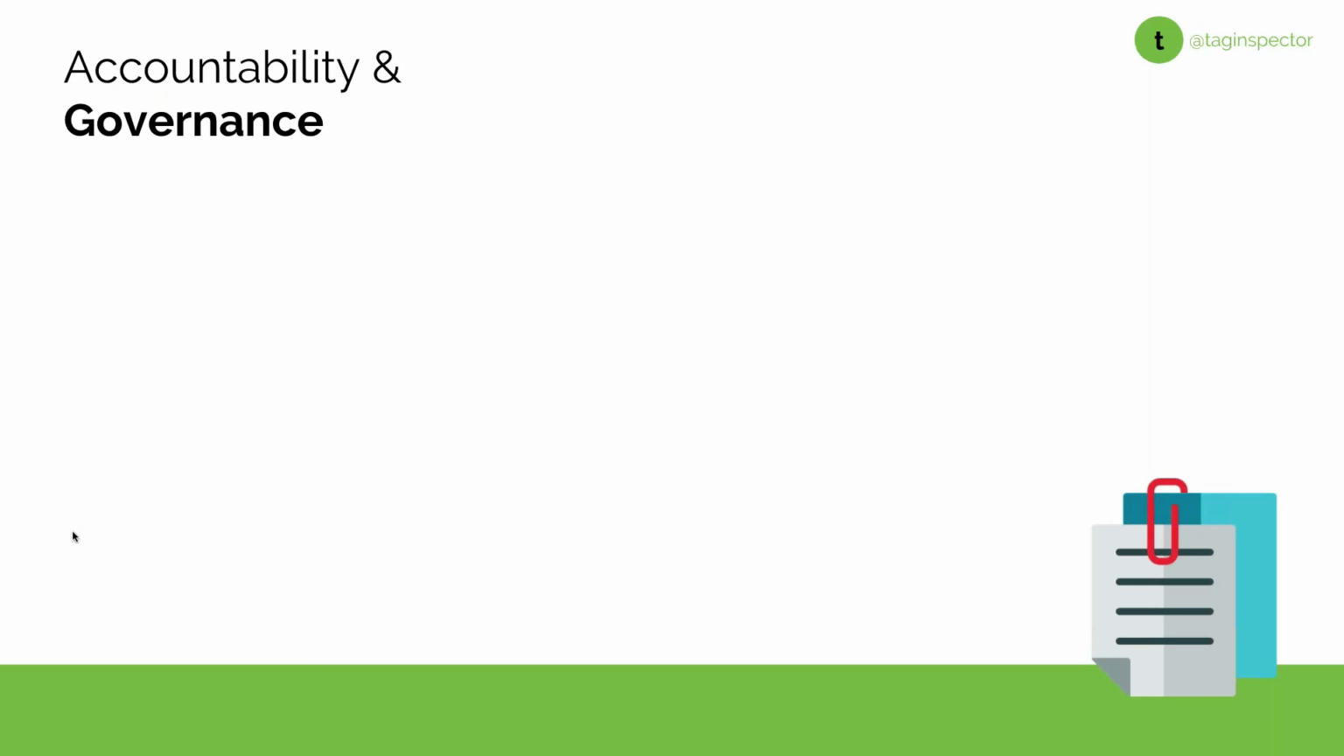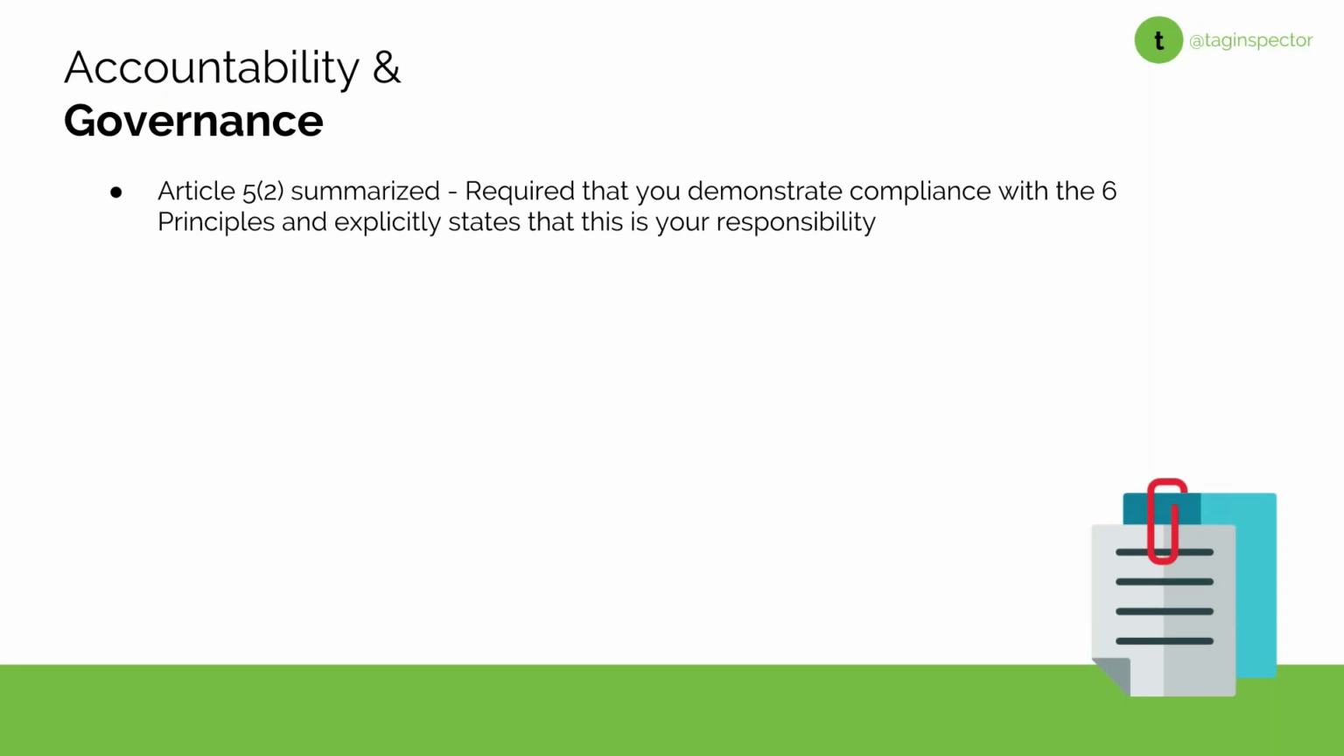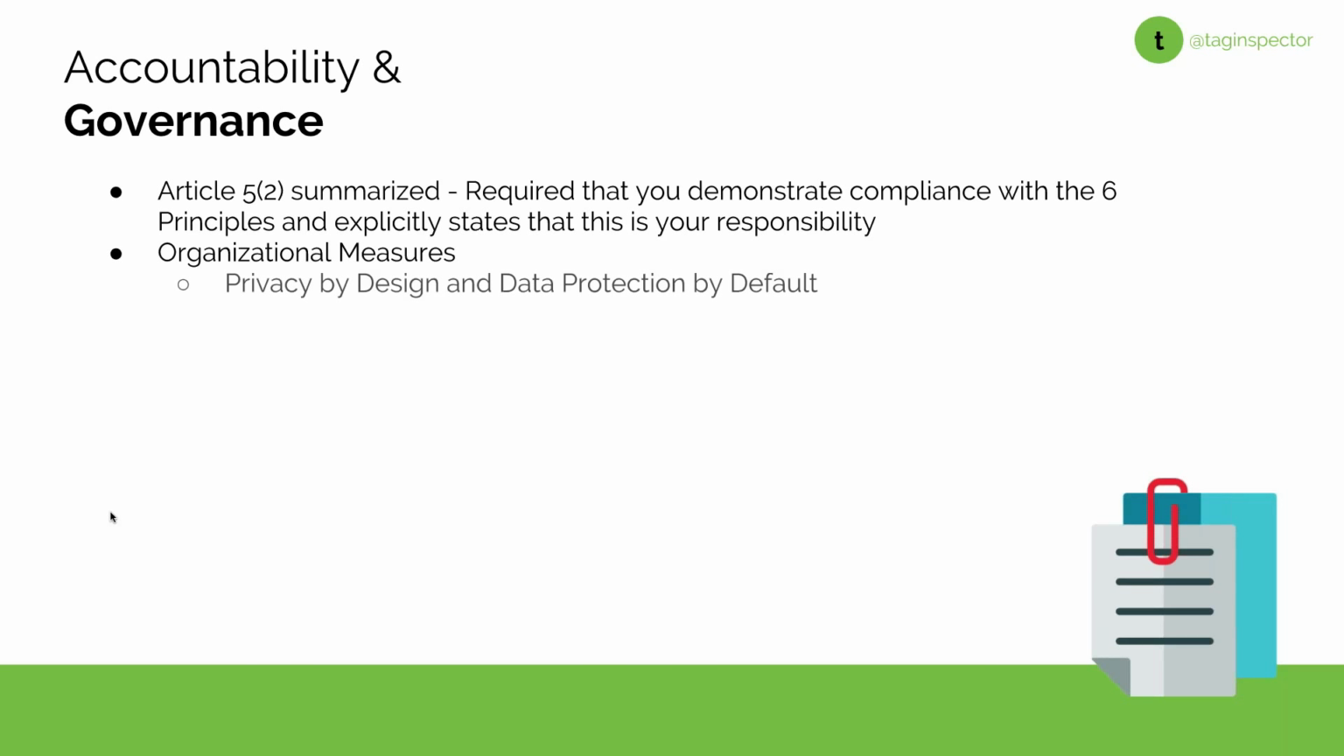Accountability and governance, which we'll go through quickly here because I know we only have about 10 more minutes. So Article 5.2, again, from an accountability standpoint, it is required that you can demonstrate compliance with the 6 principles. And then GDPR also explicitly states that that responsibility is your responsibility. So you need to be taking organizational measures, putting in place privacy by design and data protection by default.